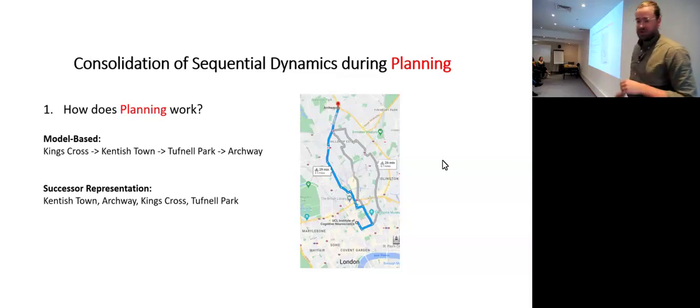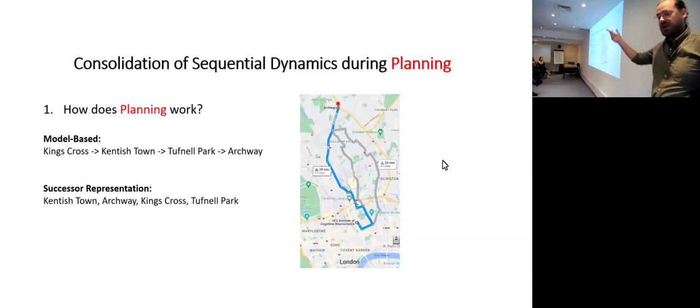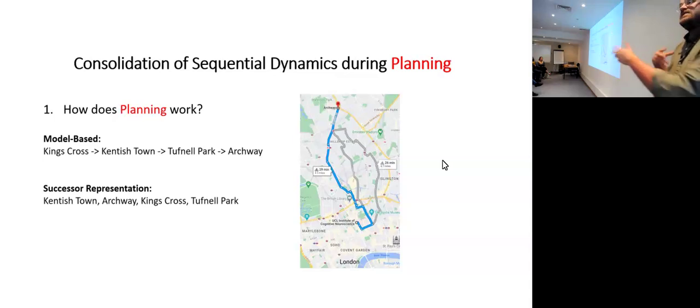So as opposed to the model-based solution, where I roll out a plan, which is, I'm going to go to King's Cross, then I'm going to go out through Kentish Town, then I'm going to go to Tufnell Park, Archway, etc. The successor representation would be like, if I take this route, I'm going to encounter Kentish Town, Archway, King's Cross, Tufnell Park, etc. I'm simplifying quite a bit here, but this is a toy way of thinking about it.